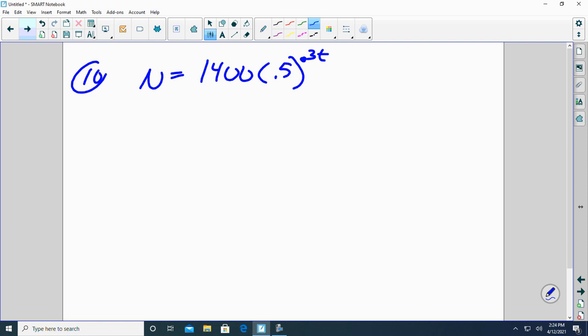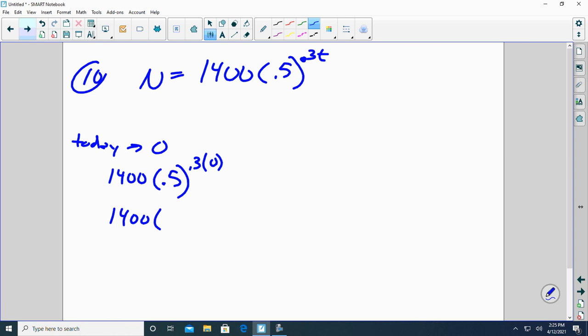The reason why it's 1,400 is you plug 0 in for t, you get 0.3 times 0, which is 0. 0.5 raised to the 0 power is 1. 1 times 1,400. So what is the level of employment when the market opens? T represents the number of years after it opens. Okay, so that's what we're basing off of. So today would be 0. So that would be 1,400 times 0.5 raised to the 0.3 times 0, which is 1,400 times 1. So you have 1,400 employees at this particular corporation.